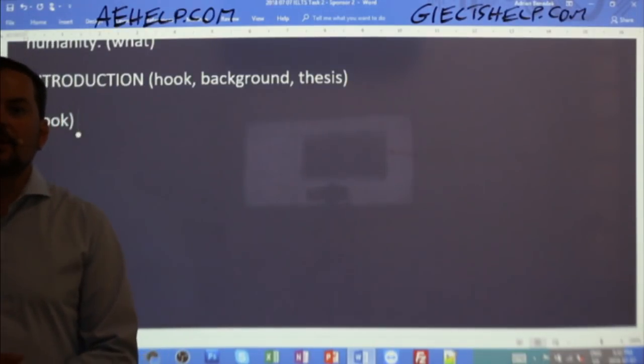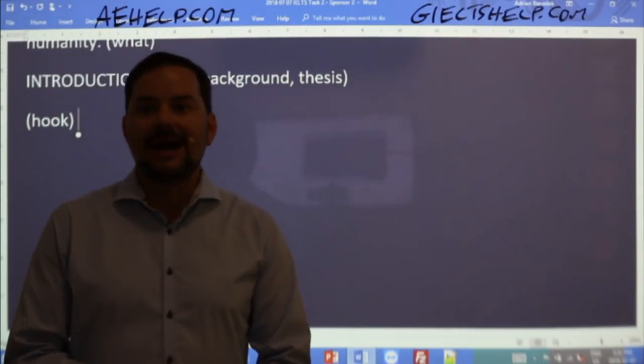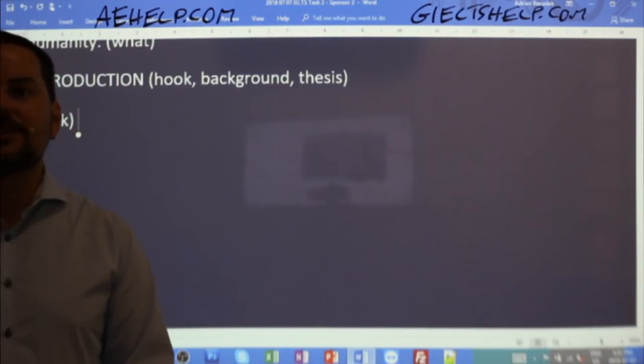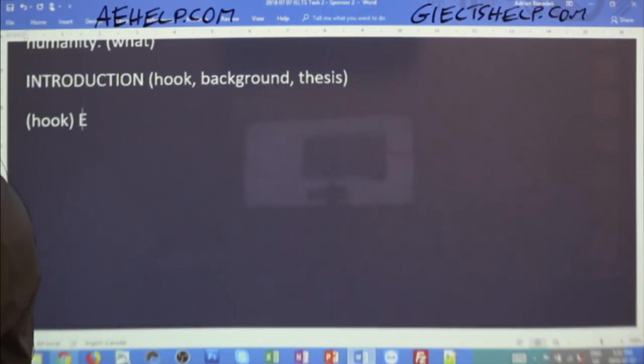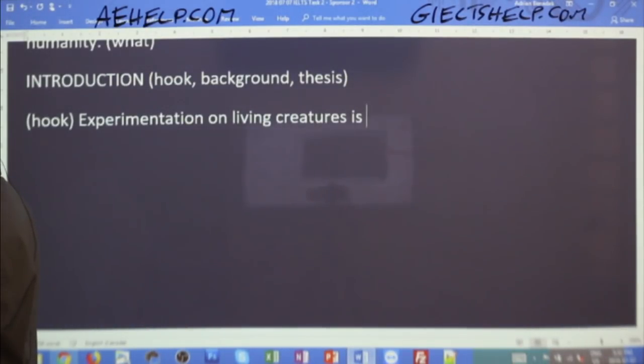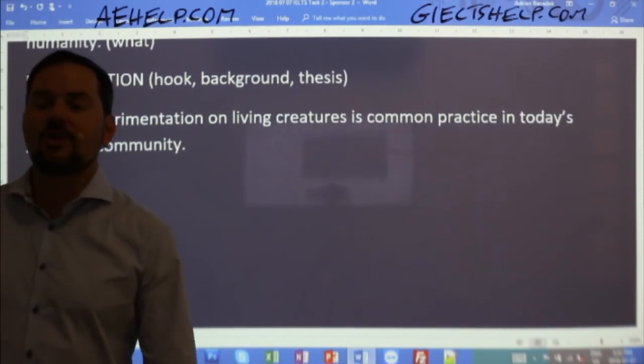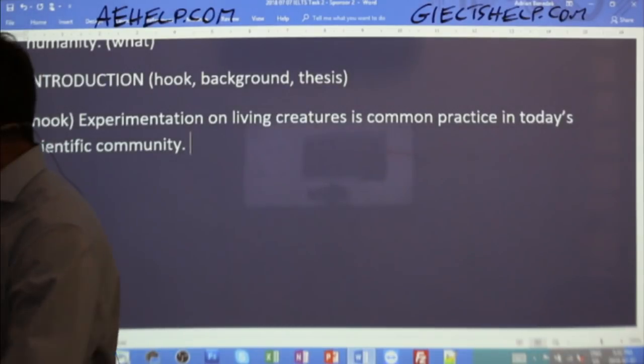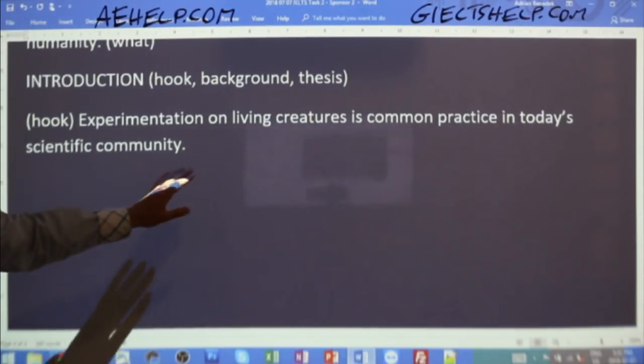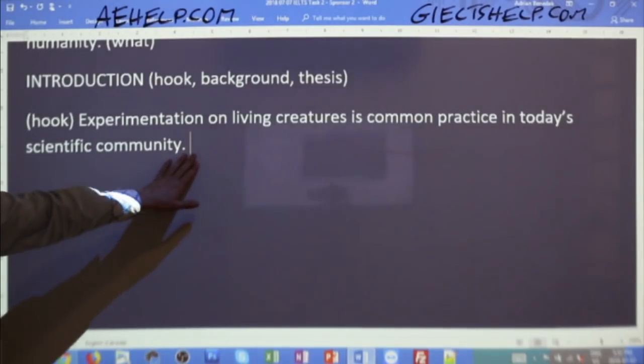Mohammed says experimenting on living creatures is a common practice and is widespread. Sure, that's okay. Yeah. So, experimentation on living creatures is common practice in today's scientific community. Okay? I just kicked it up a notch through in a couple of other common words and phrases there. Sure. So experimentation on living creatures is common practice in today's scientific community.